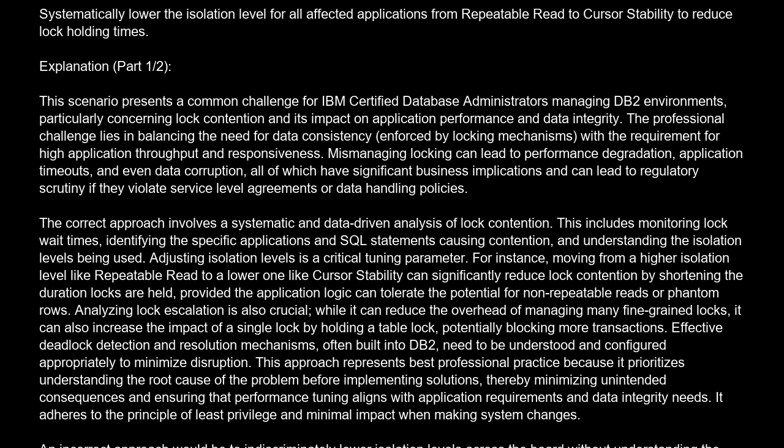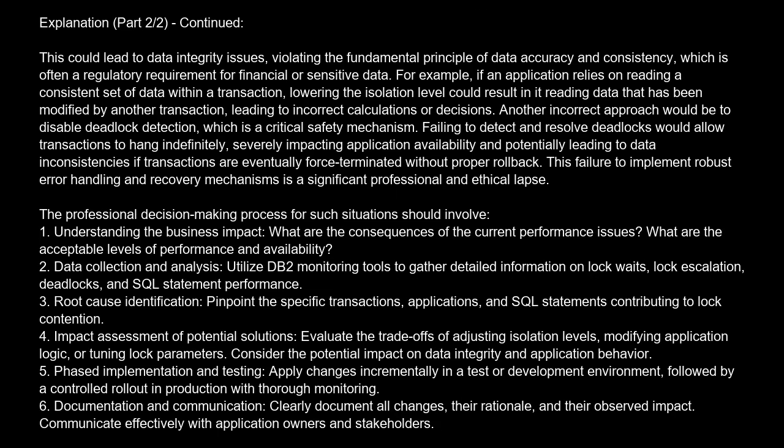An incorrect approach would be to indiscriminately lower isolation levels across the board, without understanding the application's transactional requirements. This could lead to data integrity issues, violating the fundamental principle of data accuracy and consistency, which is often a regulatory requirement for financial or sensitive data. For example, if an application relies on reading a consistent set of data within a transaction, lowering the isolation level could result in it reading data that has been modified by another transaction, leading to incorrect calculations or decisions.